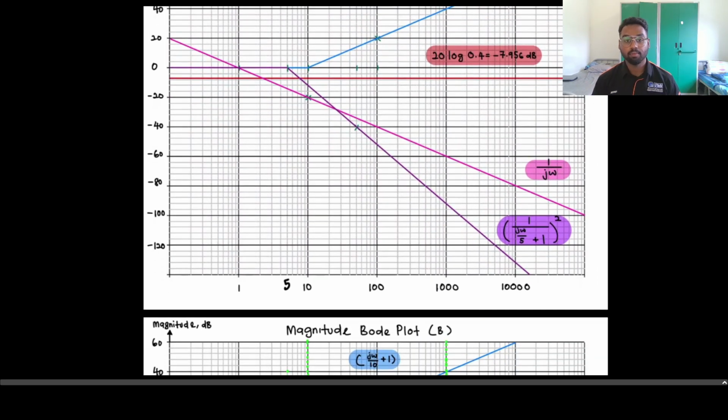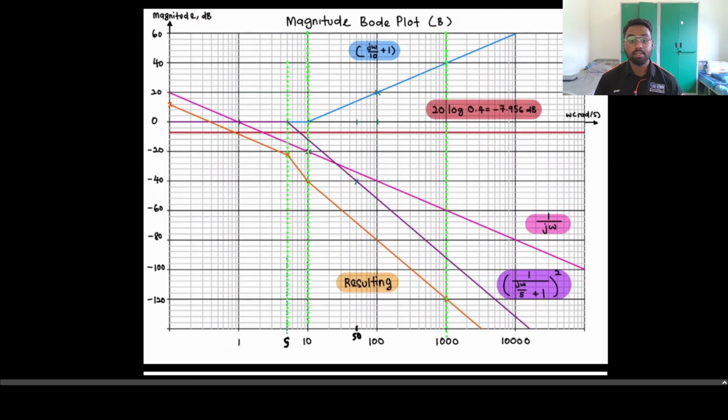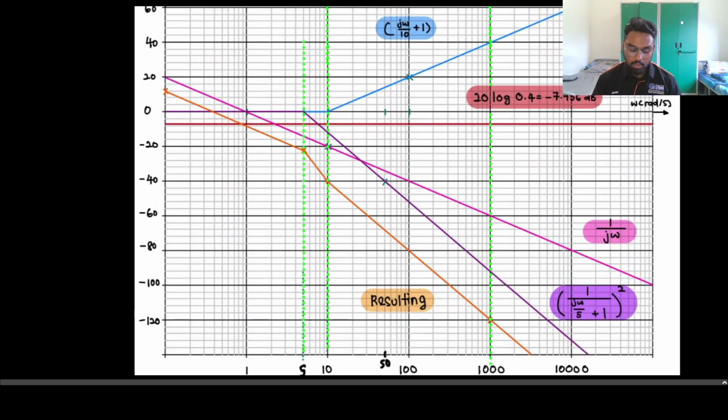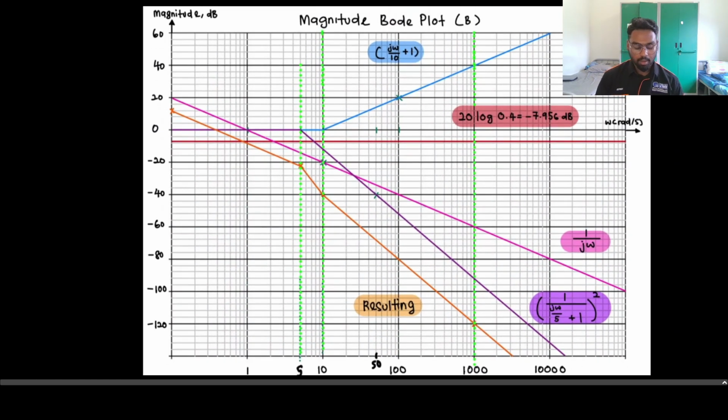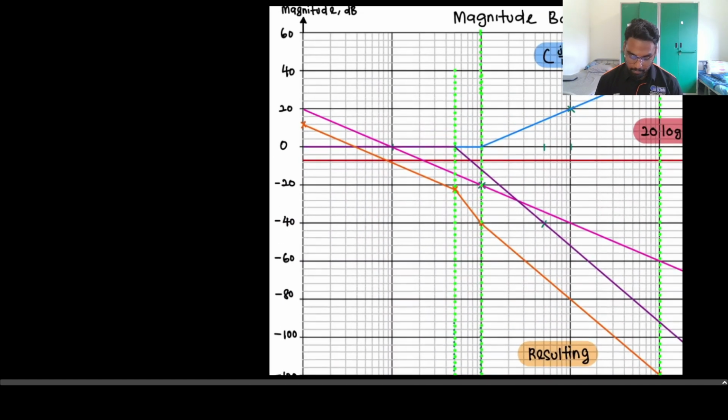Now we have done plotting all the lines from the transfer function. Now we are going to get the resultant line from each and every line. To do that, first we have to take the first line, which is the 0.1 decibel axis, which is the y-axis.